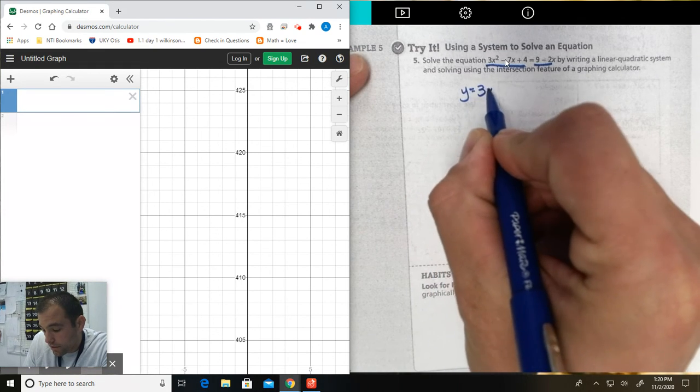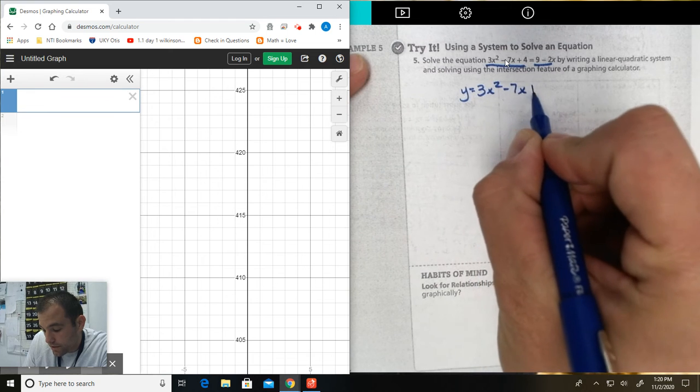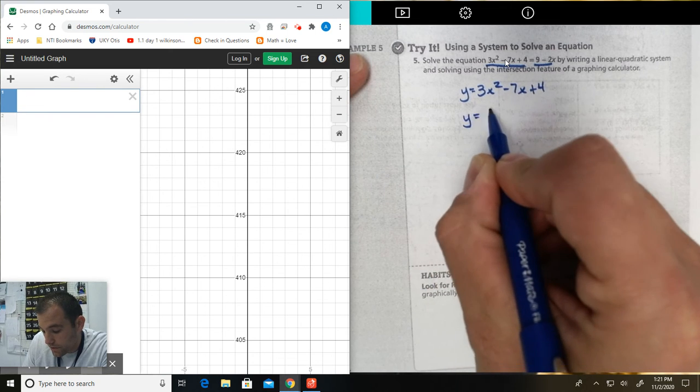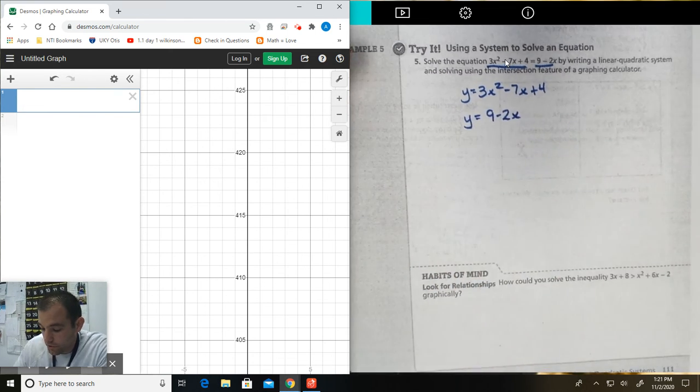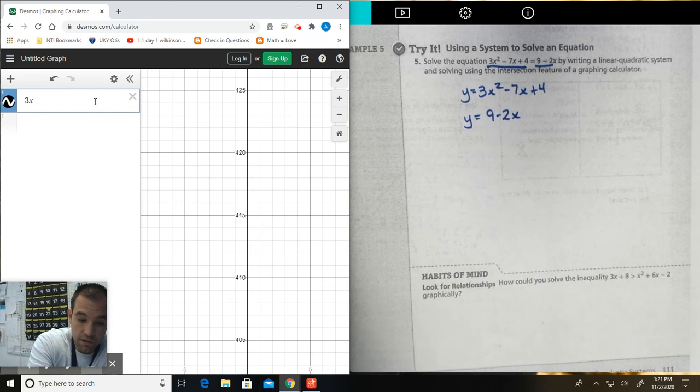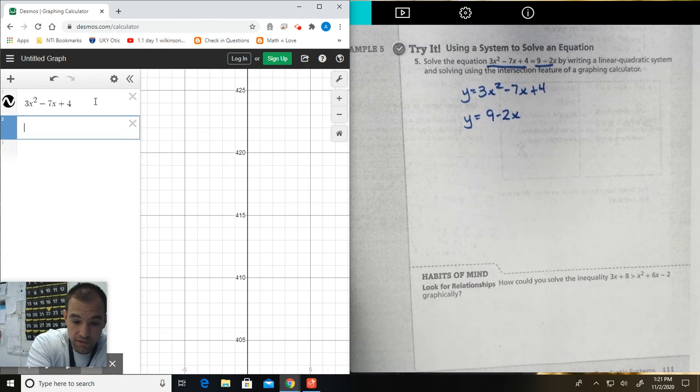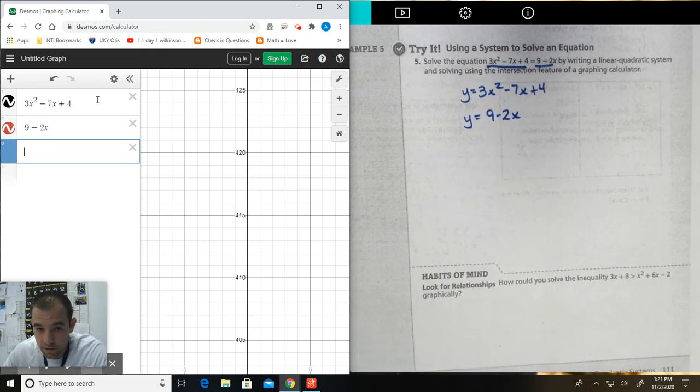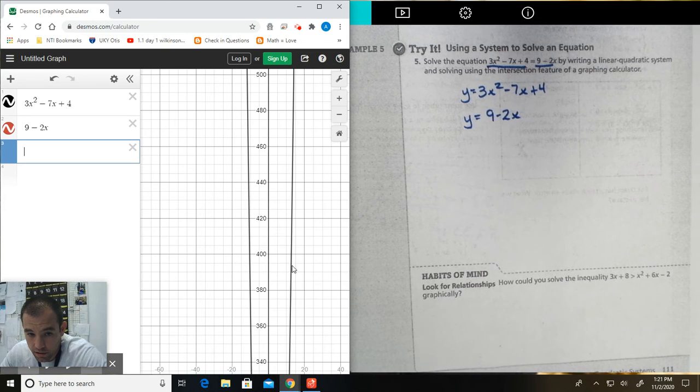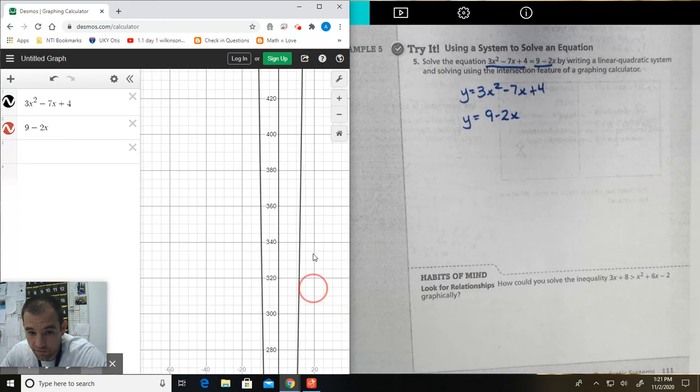So one equation is 3x squared minus 7x plus 4. The other equation is 9 minus 2x. I'm just going to graph those two, just like we did on all the other ones. So 3x squared minus 7x plus 4. Hit enter. Graph the second one, 9 minus 2x. Hit enter. And I'm going to have to zoom back, because remember I zoomed in really far before.